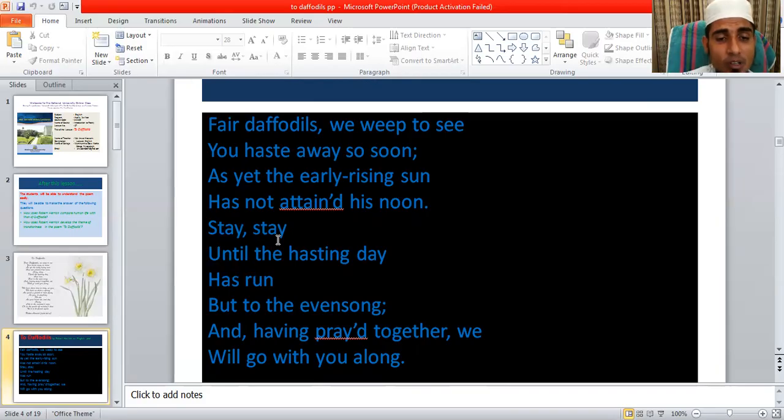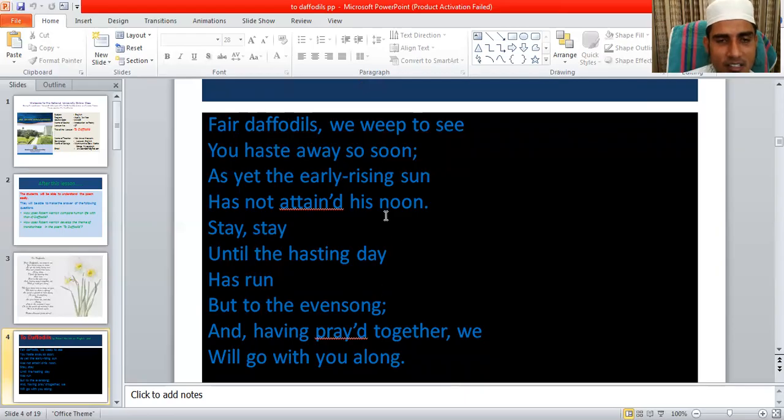Fair daffodils, please stay with us, at least until evening, at least until evensong. And having prayed together, please stay with us at least until evening. And then after saying the evening prayer together, we will go with you along. We also go with you. As we are human beings, we also have a certain time in this world. We have to go. Please stay with us for a certain moment, at least until the hasting day has run and to the evening time. And then we will go together with you.